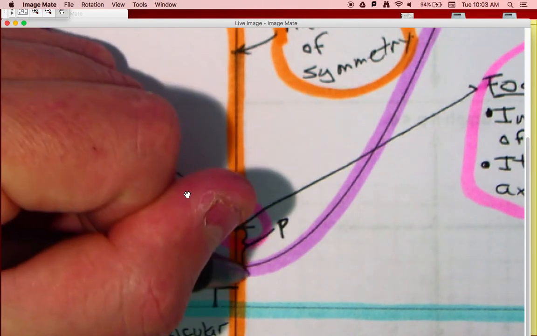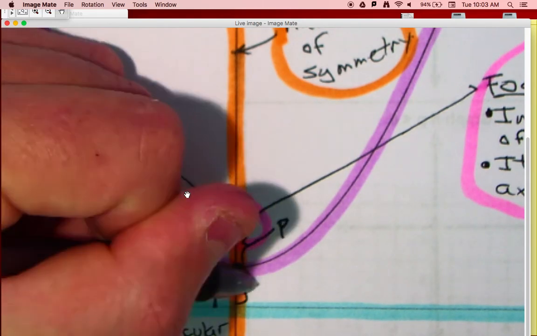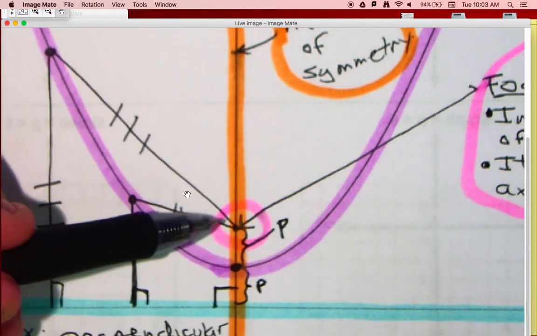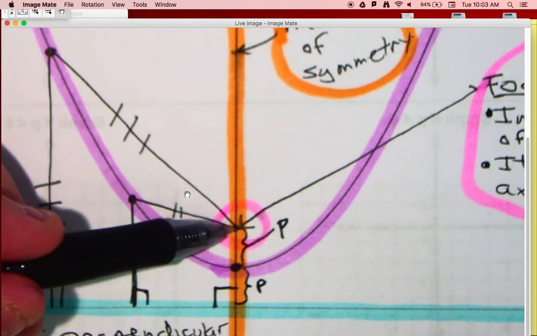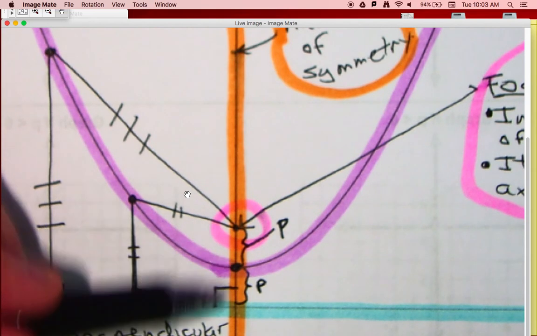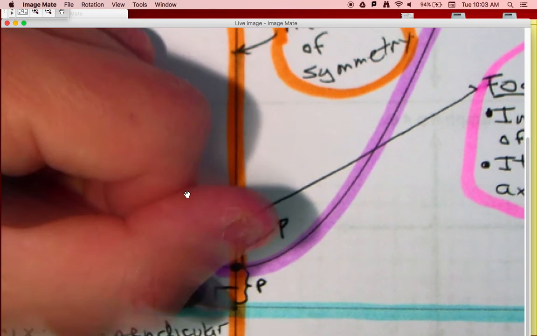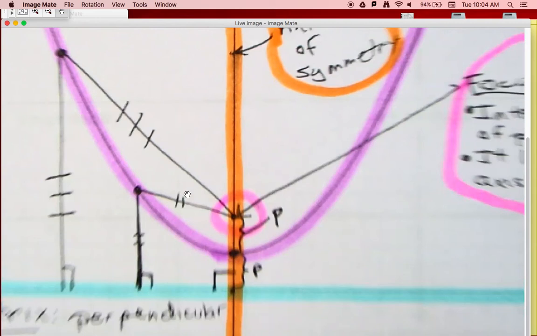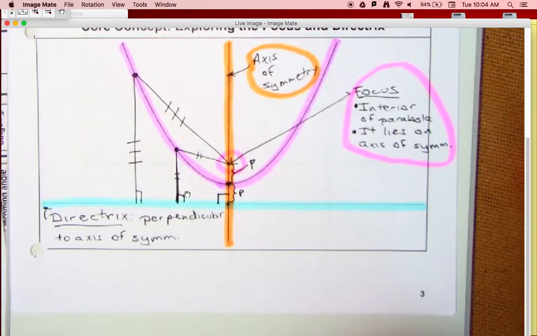And right here, this little distance is also P. So essentially what you need to know is the distance from the focus to the vertex is the same as from the vertex down to the directrix. And that's it. That's all the important pieces of a parabola.